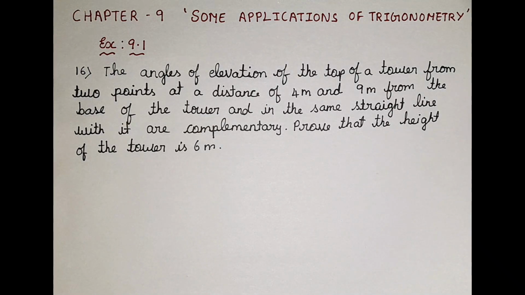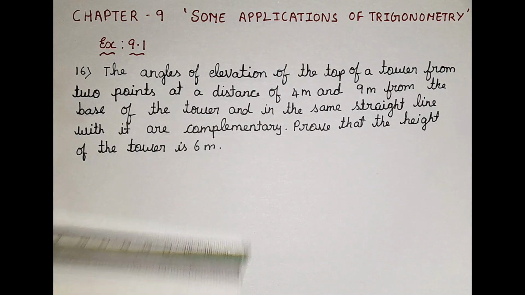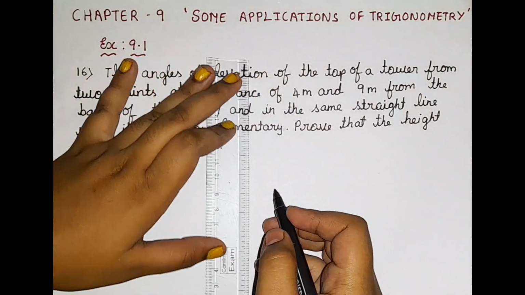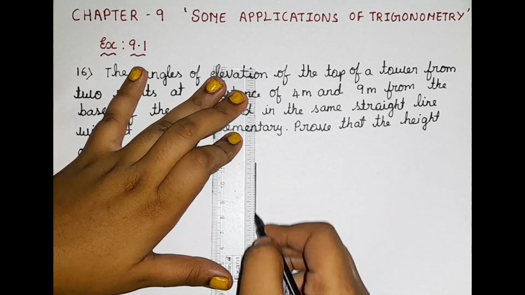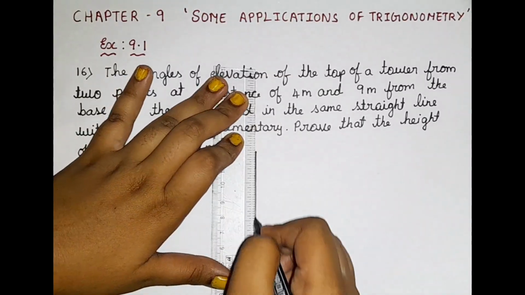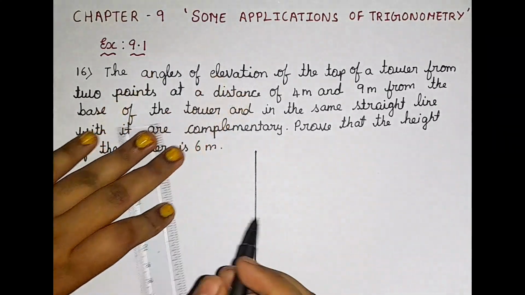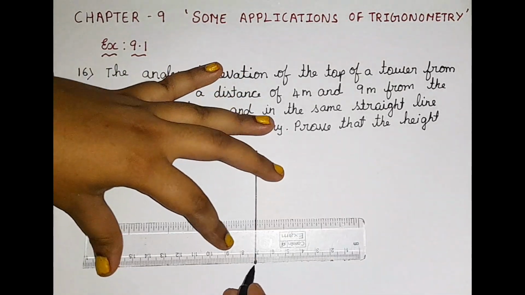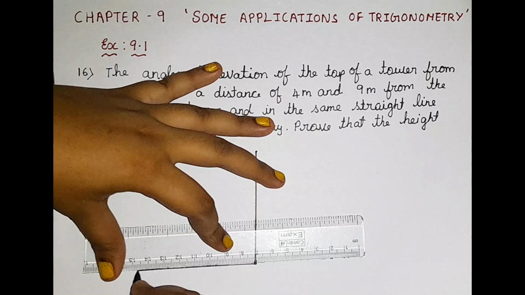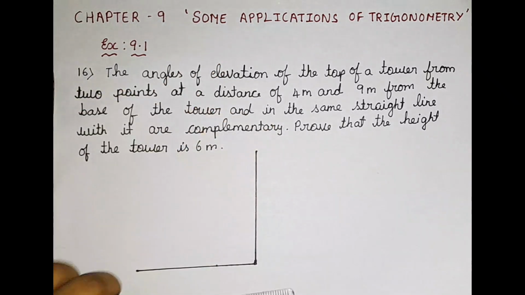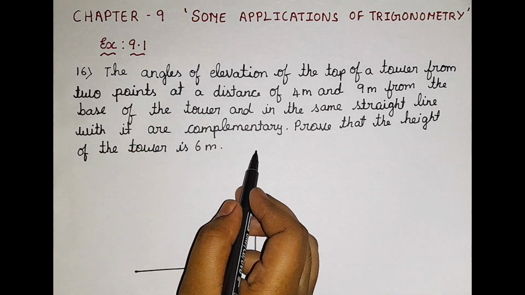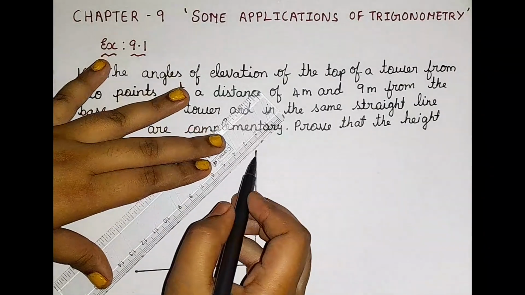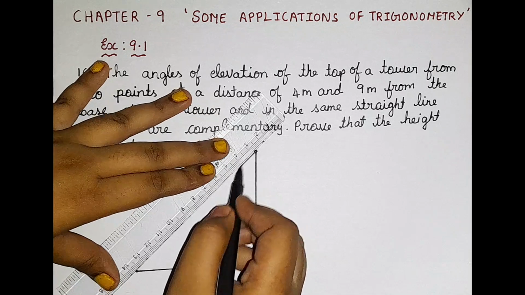Alright, so here they are talking about a tower, isn't it? So now let us draw a tower. So this is our tower, okay. So from the top of the tower, first of all, let's draw the ground level as well. Perfect. So from the top of the tower, there is an angle of elevation, okay. So now let us draw an angle of elevation.